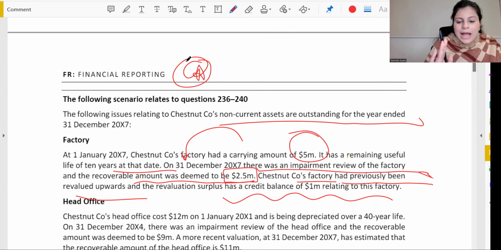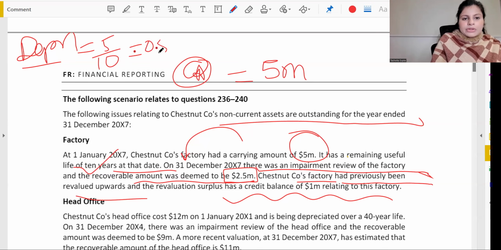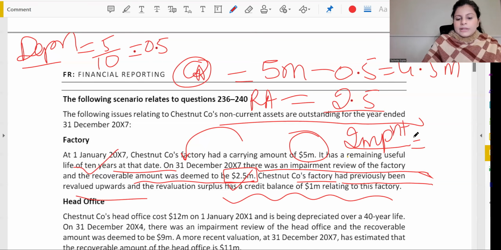And on the reporting date, you have calculated the recoverable amount. So what is the carrying amount at reporting date? It is 5 million minus depreciation. The remaining life is 10 years, so 5 divided by 10, that is 0.5. So I get my carrying amount as 4.5 million, right? Compare it with the recoverable amount, which is equal to 2.5. What is the impairment? It is the difference between carrying amount and recoverable amount. The impairment is 2 million.